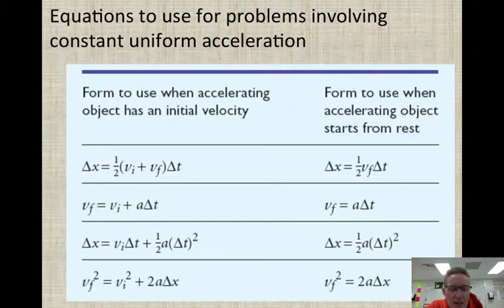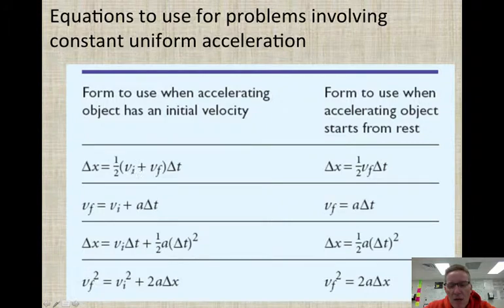This is a nice handy table to have because it organizes them. On the left side you have the equations for when there is an initial velocity, so the object is already moving and we want to find something out about it. On the right side is the same equation with the initial velocity eliminated, for when the object is starting from rest. You can clearly see that the right side is just missing the VI.